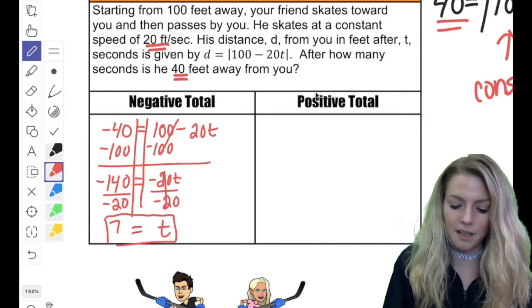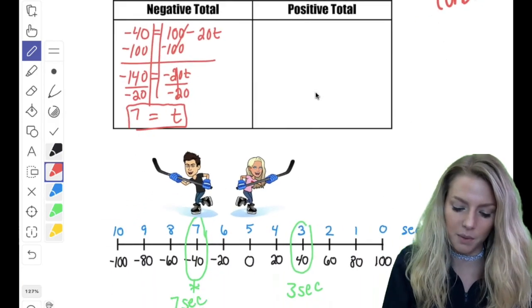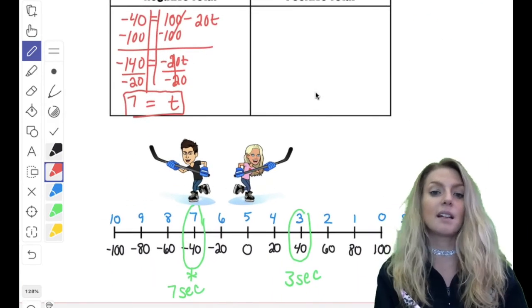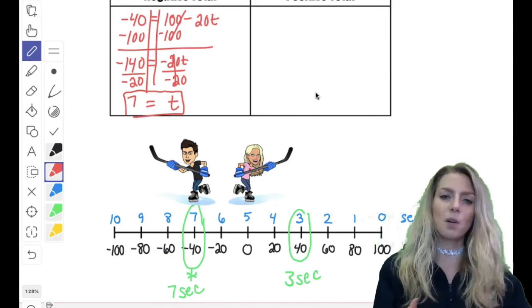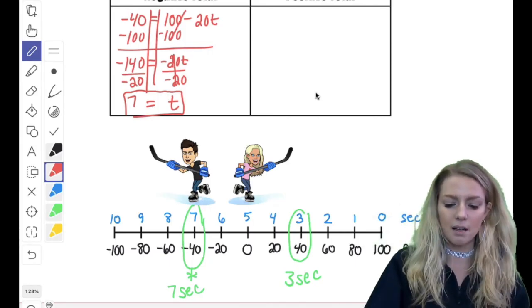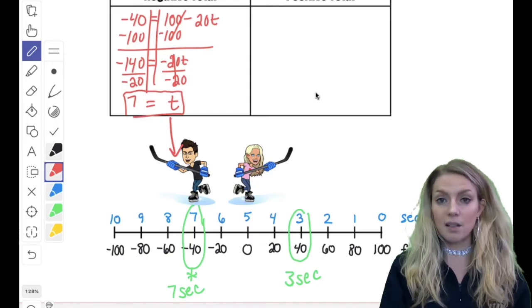So that was our first answer. And look, that's exactly what we got when he passed me, the negative solution, or the negative total once we drop those bars. That's right here. All right, now let's take a look at the positive one.